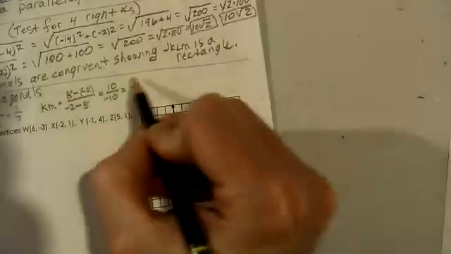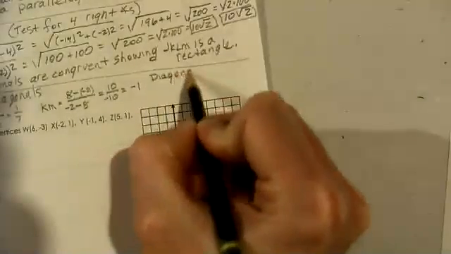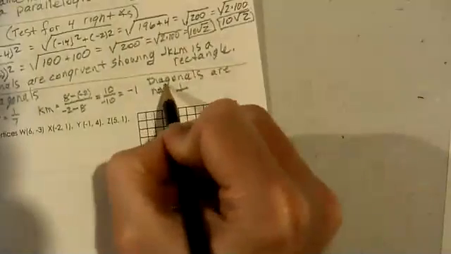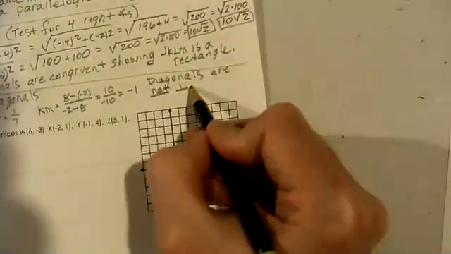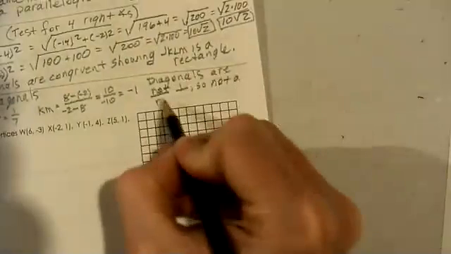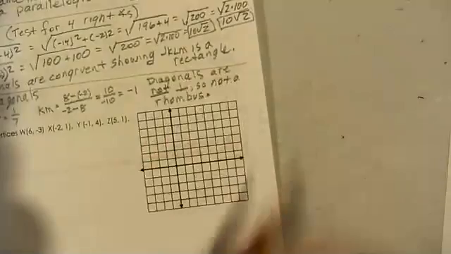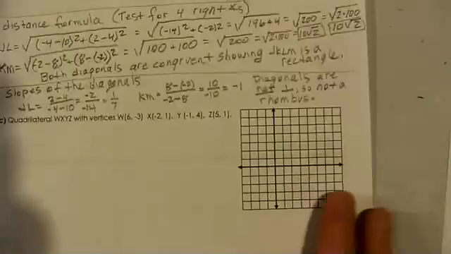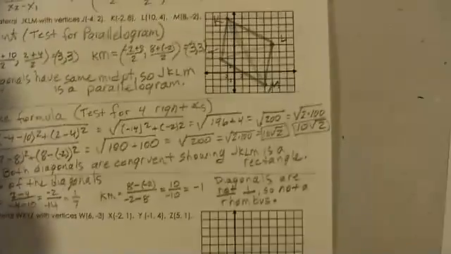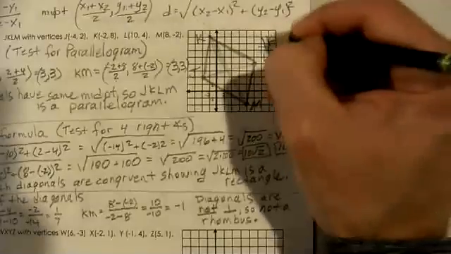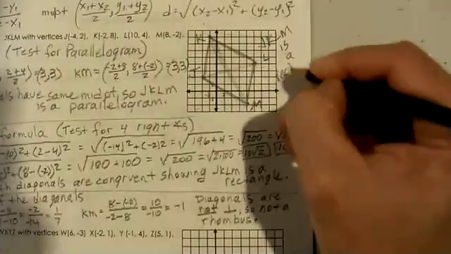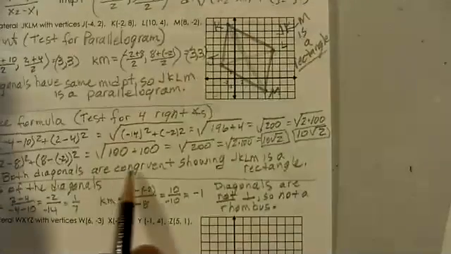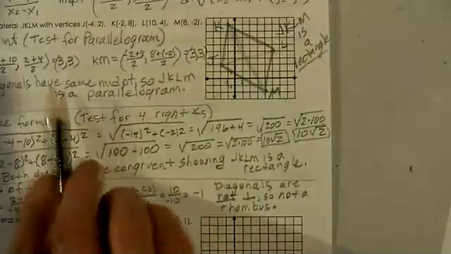So this shows diagonals are not perpendicular. Not perpendicular. So not a rhombus. And in this case, since we know it's a rectangle, this really shows it's not a square. So this shape here, we determined was only a rectangle. JKLM is a rectangle. And we gave our description of why, because the diagonals are congruent and the diagonals have the same midpoint.